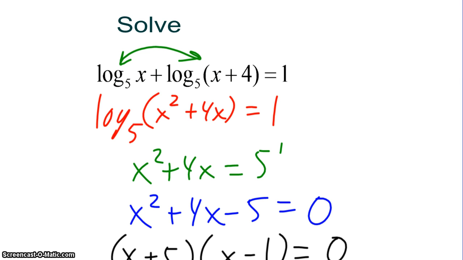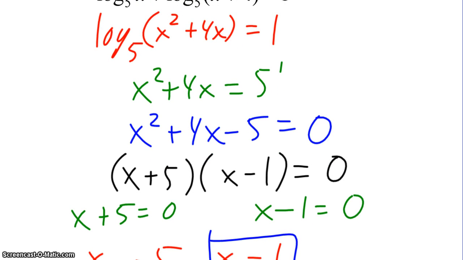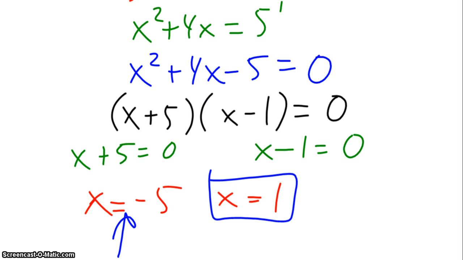Now that I have a single log on one side and a constant term on the other side, I can turn this into an exponential to get rid of the log. So x squared plus 4x equals 5 to the first power. 5 to the first power is 5. I have a quadratic equation now, so I subtract the 5 over to the left-hand side and set the equation equal to 0. x squared plus 4x minus 5 equals 0.